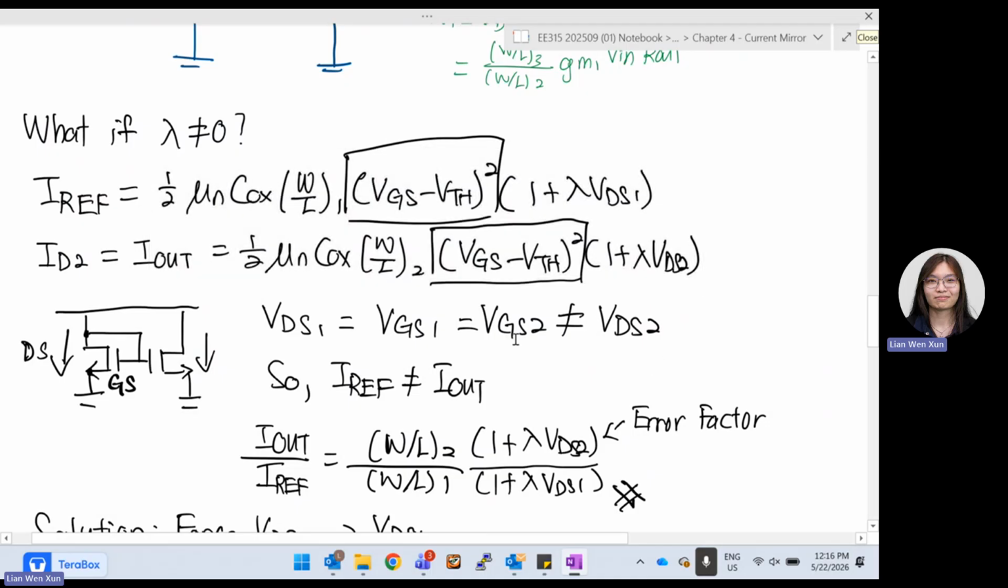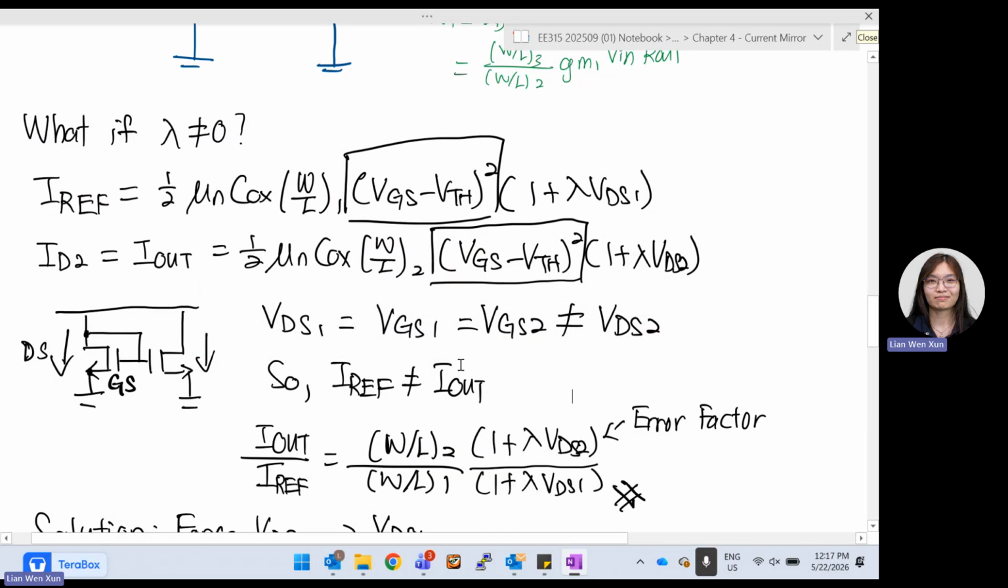So VDS1 equals VGS1 equals VGS2, okay? You can see that VDS and VGS over here are connected, so VDS is basically VGS, right? Because they are connected already, and it is also VGS of 2. But it is not VDS of 2, because the drain of number 2 is not connected to anywhere, it is somewhere else. So we know that this pair is the same, and this one is not the same.